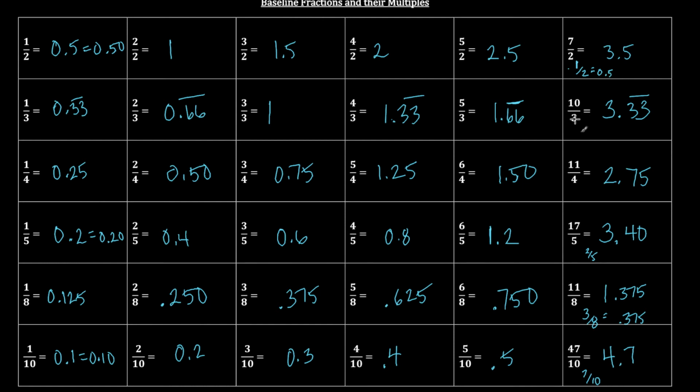Let's try it again. So how many holes can I make from this? How many times does 3 go into 10? 3 goes into 10 3 times. How many are left over? 1. And then that's 0.33, so we just put that there.